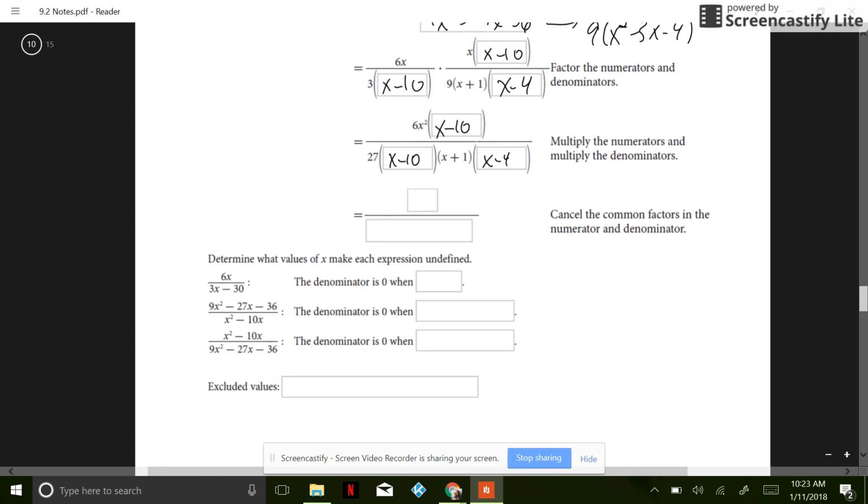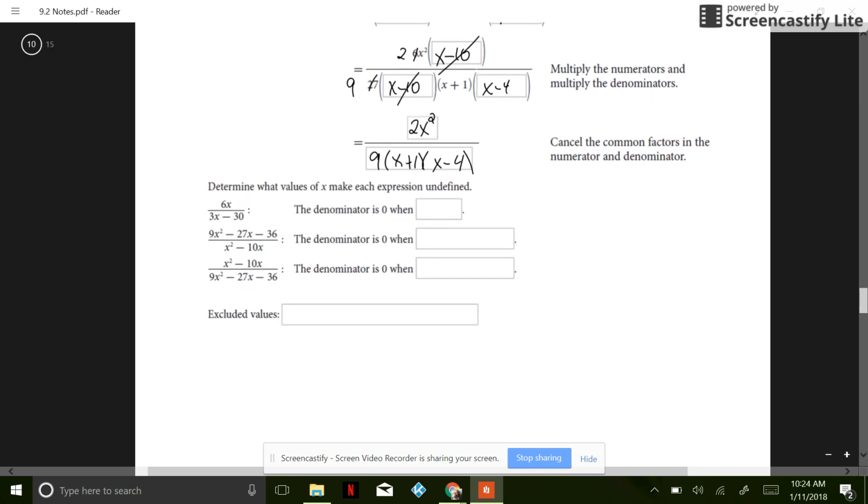So now we can look at any cancellations here. So the x minus 10s are going to go away. And the 6 and the 27 will simplify. Those are each divisible by 3. So if we divide each of those by 3, we'll end up with 2 and 9. So in our numerator, we'll have 2x squared. Denominator, we'll have 9, x plus 1, x minus 4.